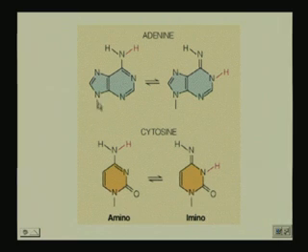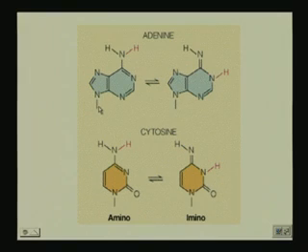Now, where is this attached? This is attached to the sugar ring, and what type of bond is this? Beta N glycosidic bond. Okay. So, we have the adenine and the imino form. This is the amino form and this is the imino form. The same case with cytosine, we have an amino form and an imino form.